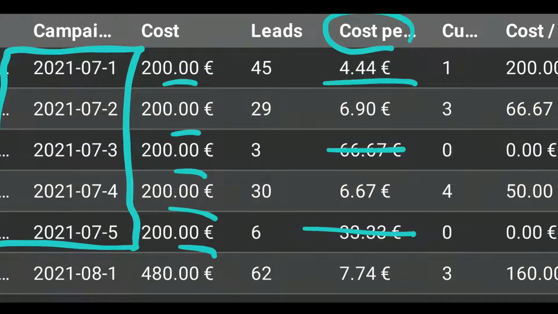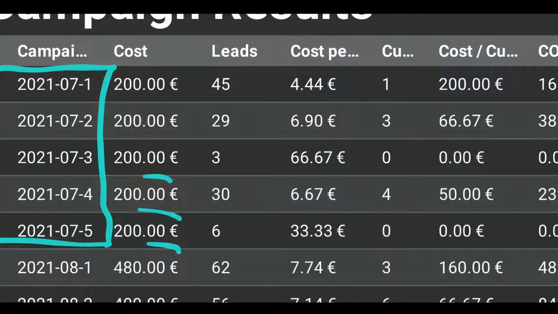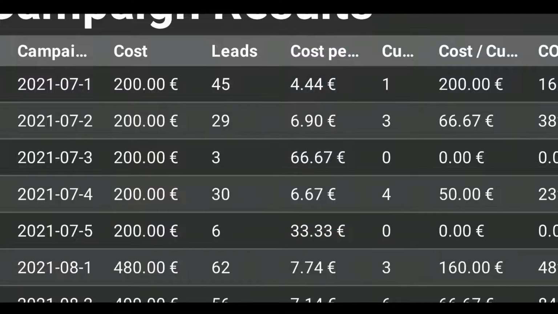Now we see for each campaign how many customers. Let's get rid of all of those lines. So you can see 1 customer, 3 customers, 4 customers. But also 2 campaigns really messed up and created 0. That was campaign 3 and 5. But that is still consistent with our cost per lead, right? It is. There was very little chance to actually create a customer here.